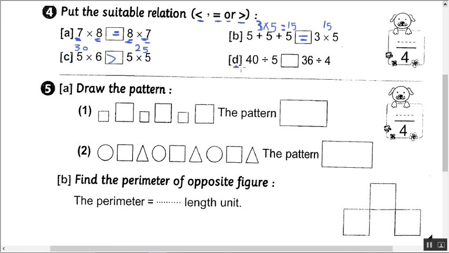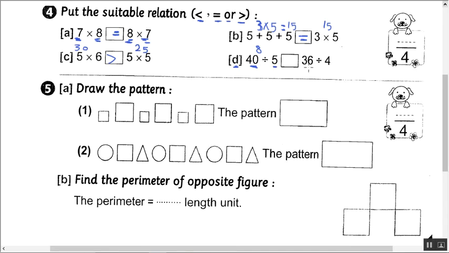Question D, he said 40, like 40 marbles divided between 5 persons. 40 divided 5. We want the number in table 5. If we say 5 times what equals 40? 5 times 8. So here 8 times 5 equals 40, or we can say 40 divided 5 equals 8.